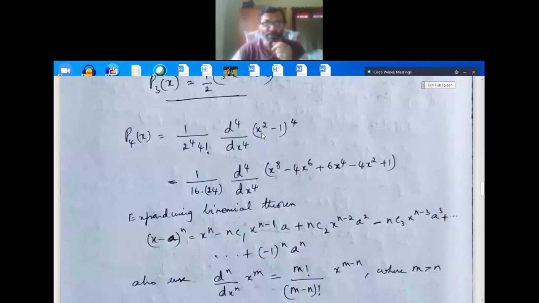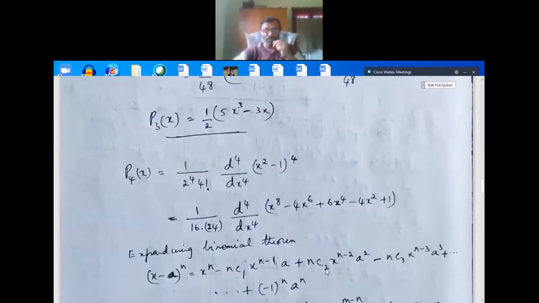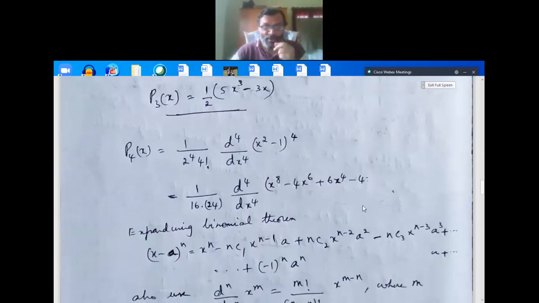Here x is x squared. Comparing with the binomial theorem, (x squared) power n minus 1, 4 minus 1 is 3, so x squared into 3 will be x power 6. Like that, nC2, 4C2, (x squared) power 4 minus 2 into a squared, where a is 1, and 1 squared is 1. It goes on till you get to 4, which means there should be 5 terms: 1, 2, 3, 4, 5. Power 4 means there should be 5 terms.